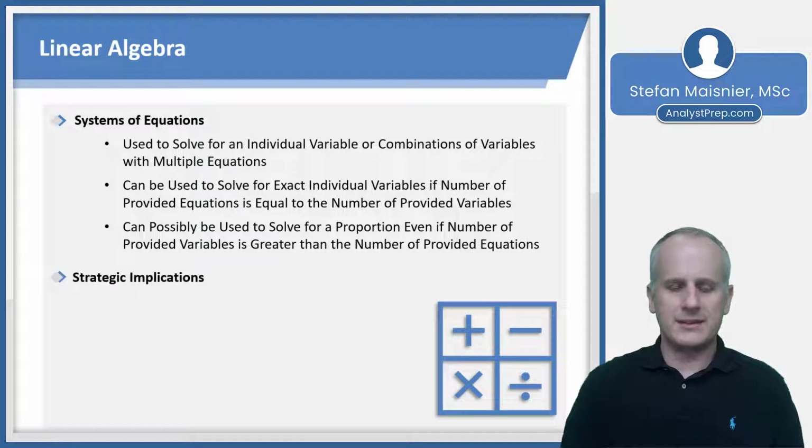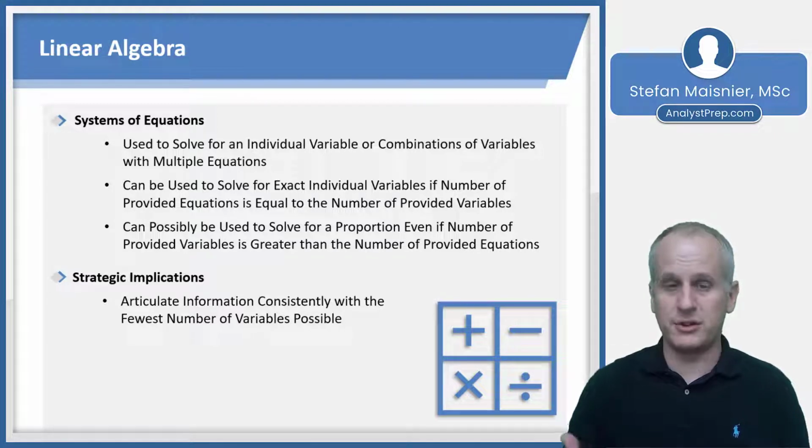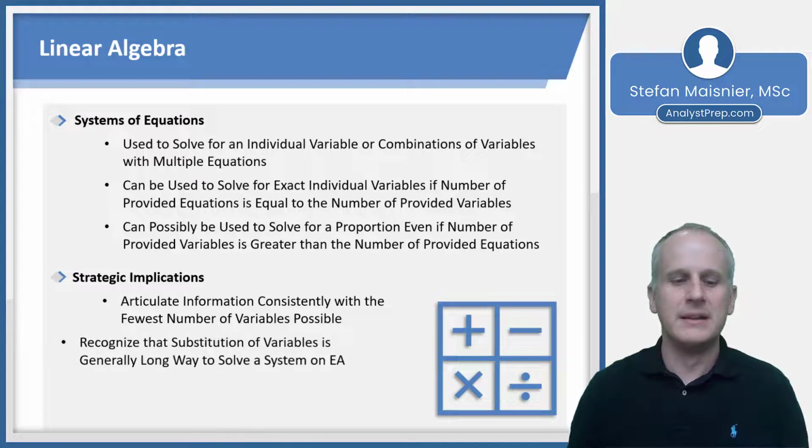So let's talk about the strategy here. You want to always articulate your information, especially in word problems, consistently, but with the fewest number of variables possible. So if I'm being asked about something involving the number of months in a year, well, if I go X months, I know the remaining months is 12 minus X, whatever it is. I don't want to say the number of months is X and then the number of remaining months is Y when I know the remaining is just 12 minus however many were selected out of those months.